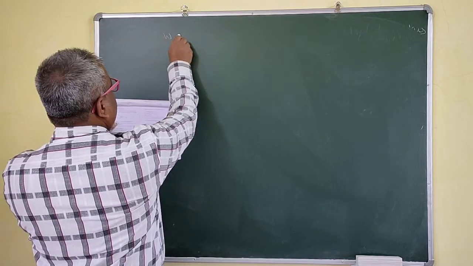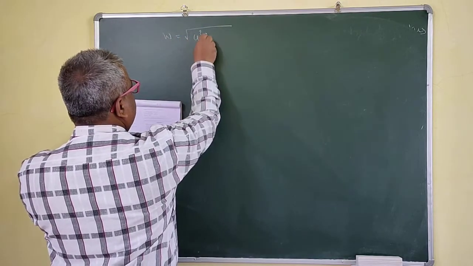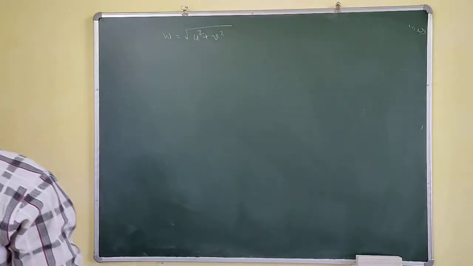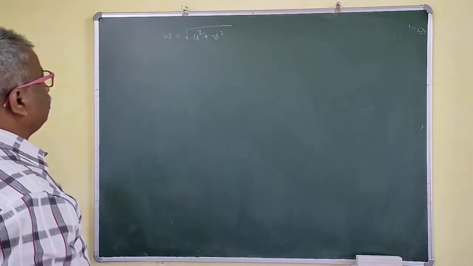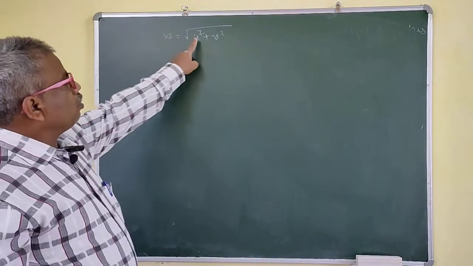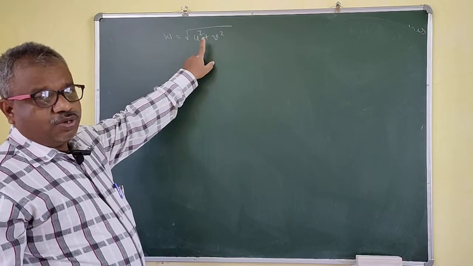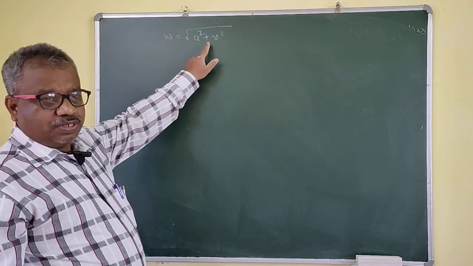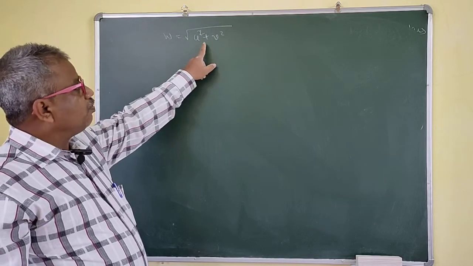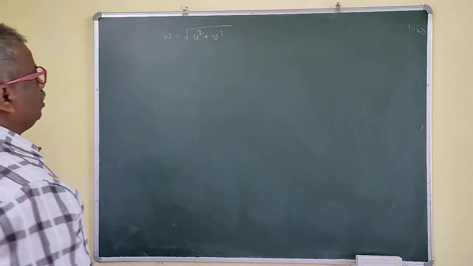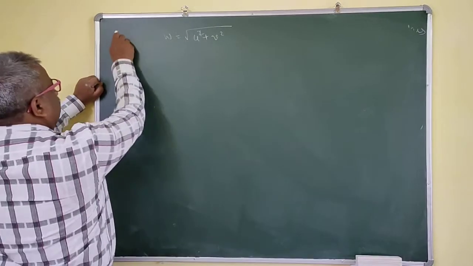If w is equal to root of u square plus v square, so what we have to do? Your variables, instead of x and y, are u and v. So we differentiate with respect to u, we differentiate again with respect to u, we differentiate with respect to v, and we again differentiate with respect to v.